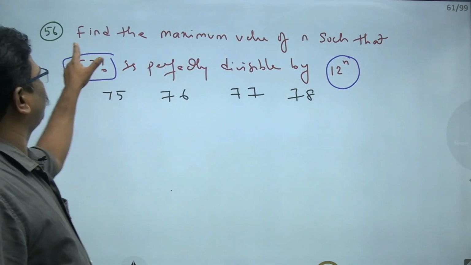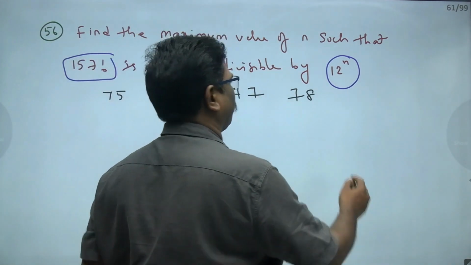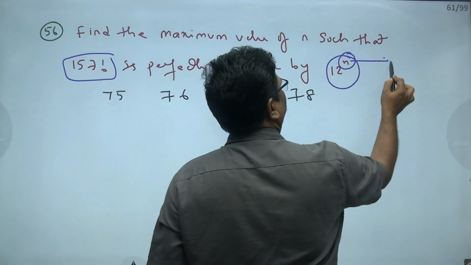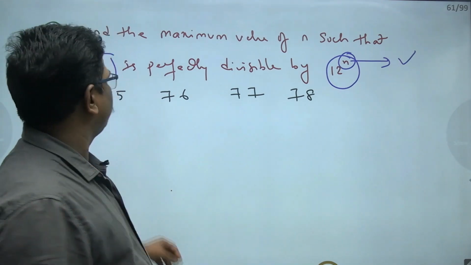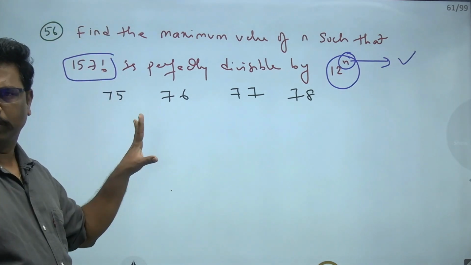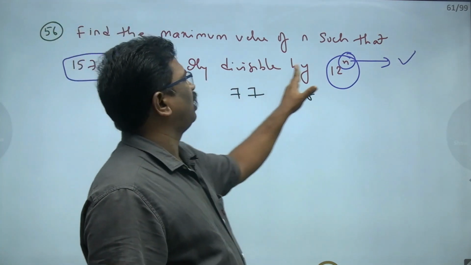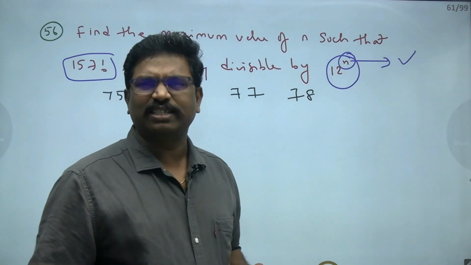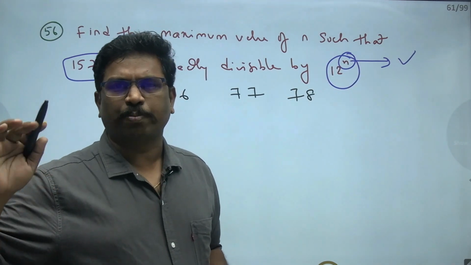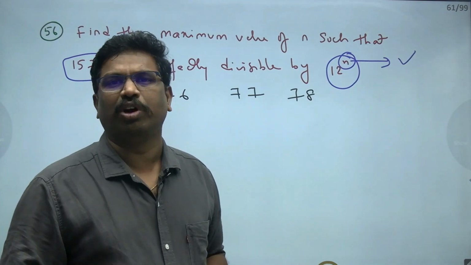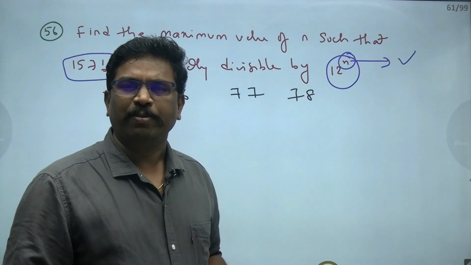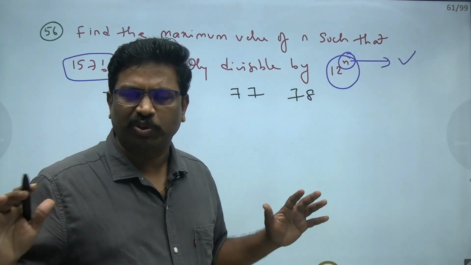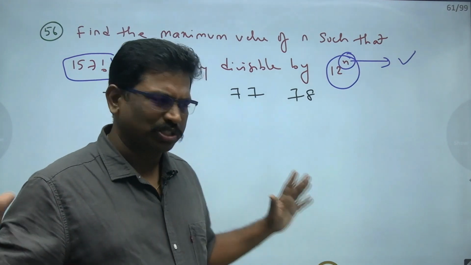Observe. Find the maximum value of n. That means the highest power of 12. n is nothing but the highest power of 12 in 157 factorial, which is perfectly divisible by 12 power n. He is asking clearly for the highest power of 12 in 157 factorial. That means you need to find how many 12s are there in 157 factorial. That's the question, right? Simple.